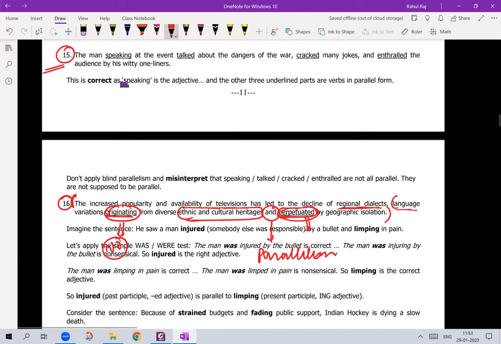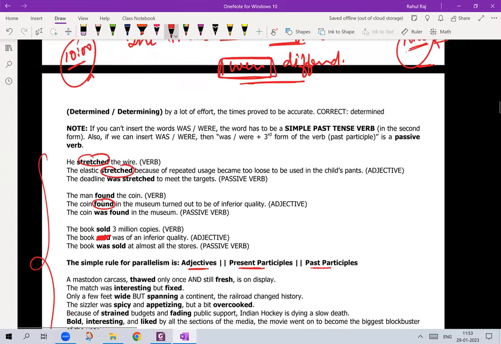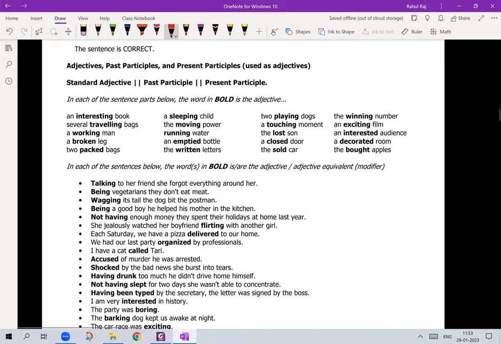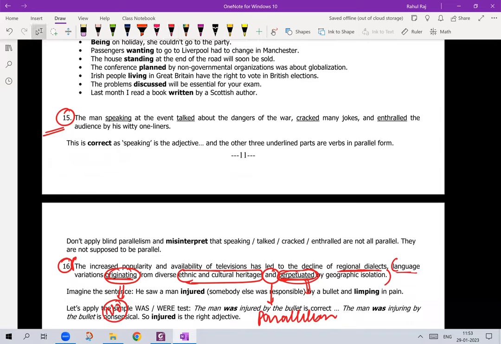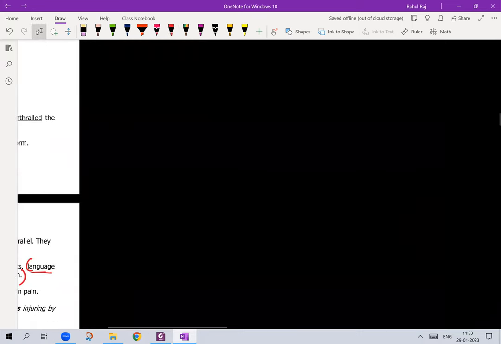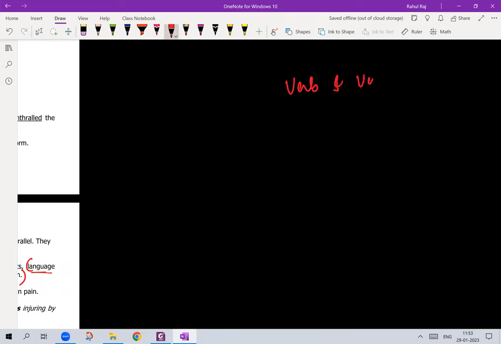So come down to question number 15. Question number 15 says verb and verb parallelism. We have read noun and noun parallelism, and adjective and adjective parallelism. It's verb and verb parallelism now. In fact, we just did compound that are found and that enabled. That is only verb and verb parallelism.